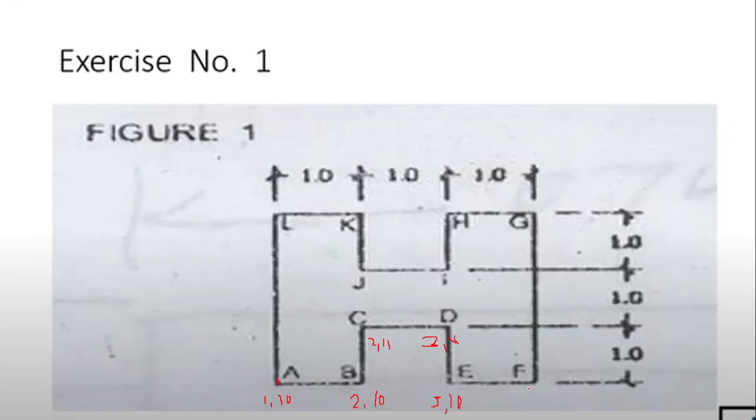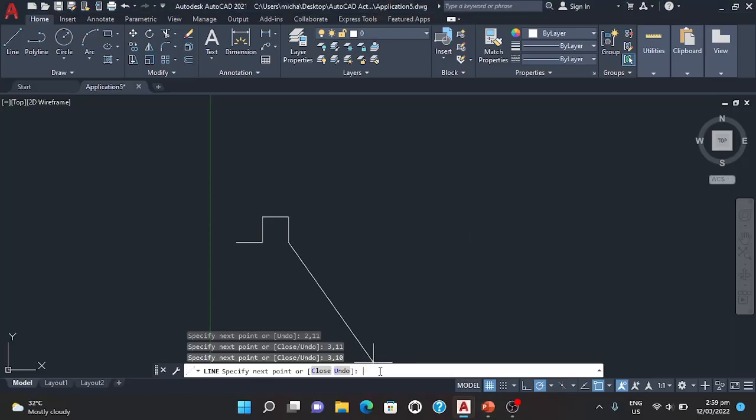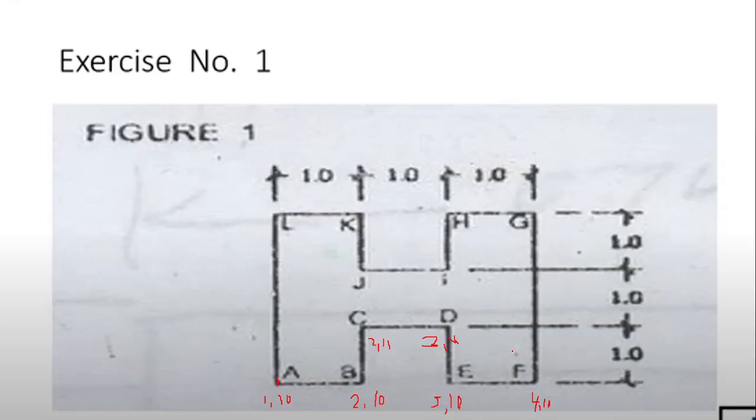Now let's proceed to point F. Point F has another horizontal distance of 1. So let's say this is 4, comma 10. Let's declare 4, comma 10 and hit enter. So we have here the base part of our figure H.